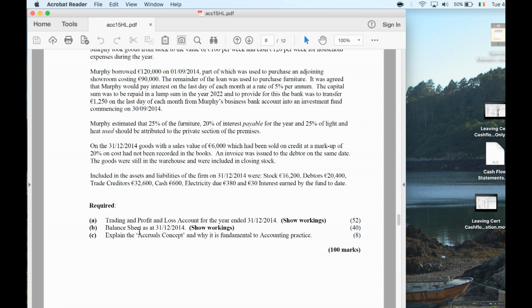Accruals concept. That basically means that an expense should be charged in the year that it was used, not when we paid for something. So if we paid money for a 2-year advertising campaign, we should only charge half of that in one year, and the other half should be an expense of the following year. So we're tying the expense to the period in which it was incurred, not the period in which it was paid for.